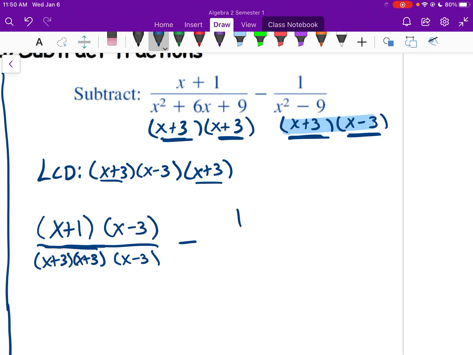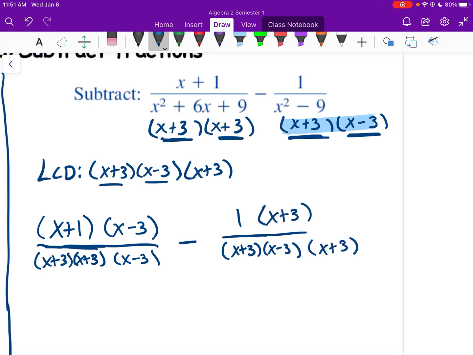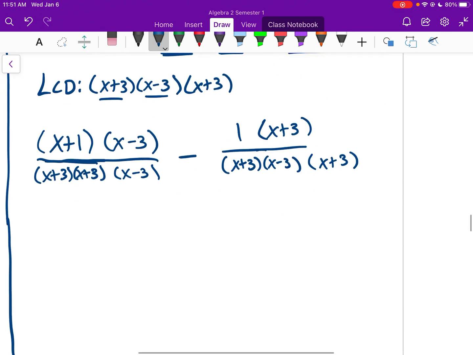Okay, on the next one, x plus 3, x minus 3. Okay, that denominator now, we have the x plus 3, we have the x minus 3. I'm missing that second x plus 3, so I'm going to multiply both top and bottom again by that x plus 3. Now I have a common denominator. Okay, so we need to subtract now.